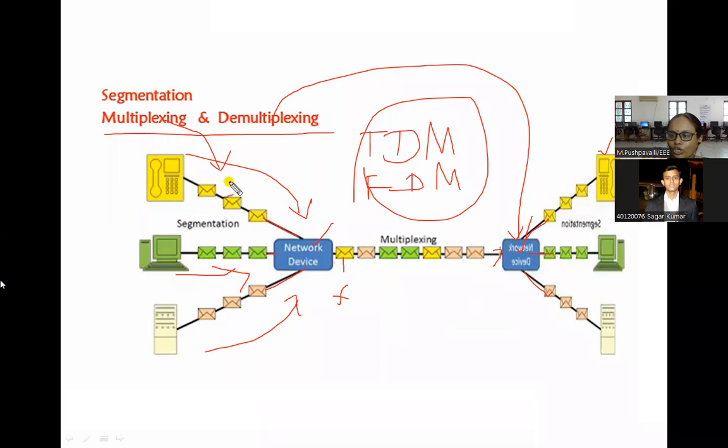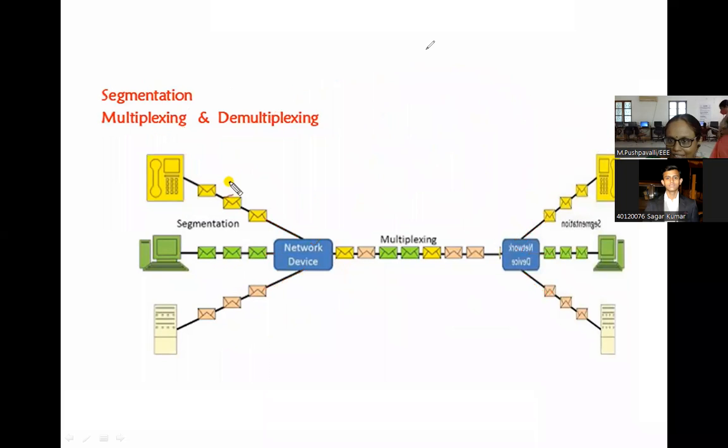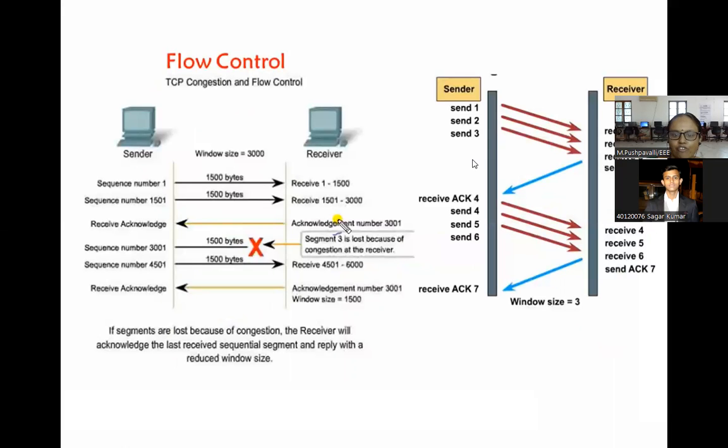So, as I told you, the transport layer has the responsibility of identifying the service, segmentation, and multiplexing and demultiplexing. Then we will see the next important work of the transport layer: flow control. We told you flow control, error control, congestion control. We will study all these controls in detail later. This is the introduction part only.